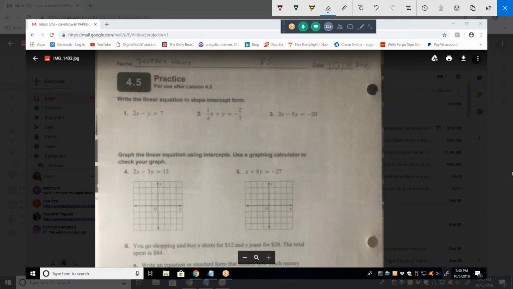All right, number 3. Do we have to write the slope answers down, or do we just write the equations? Just the equation. In other words, in this one, what you want to write as your final answer is y equals negative 1/4 x minus 2/7.